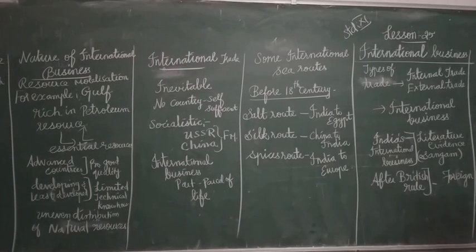So far, what are all the things we have discussed? We have discussed internal trade and international trade, and in the previous chapter we dealt with various types of trade: export trade, import trade, and entrepot trade. In the present chapter we are going to deal with international business.